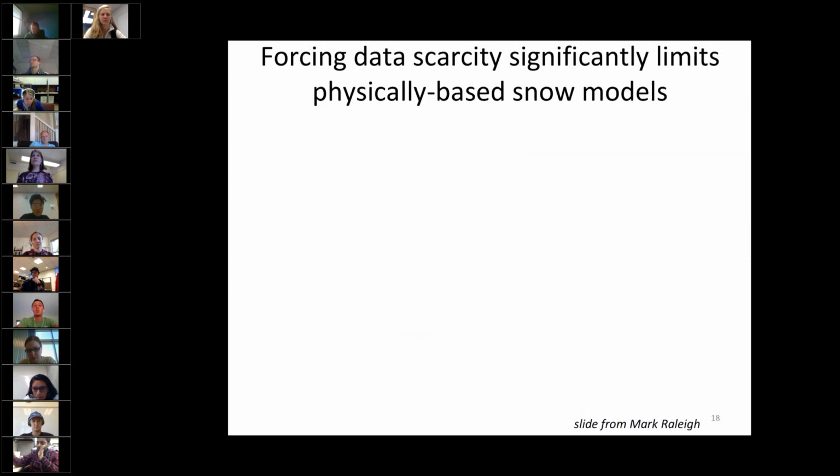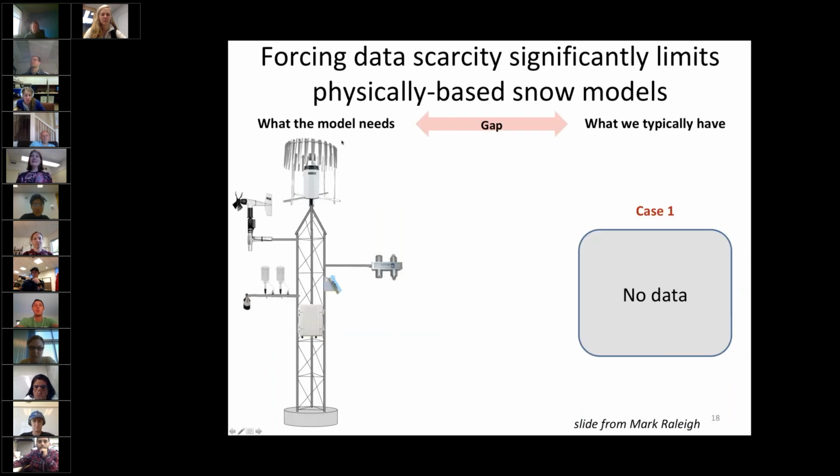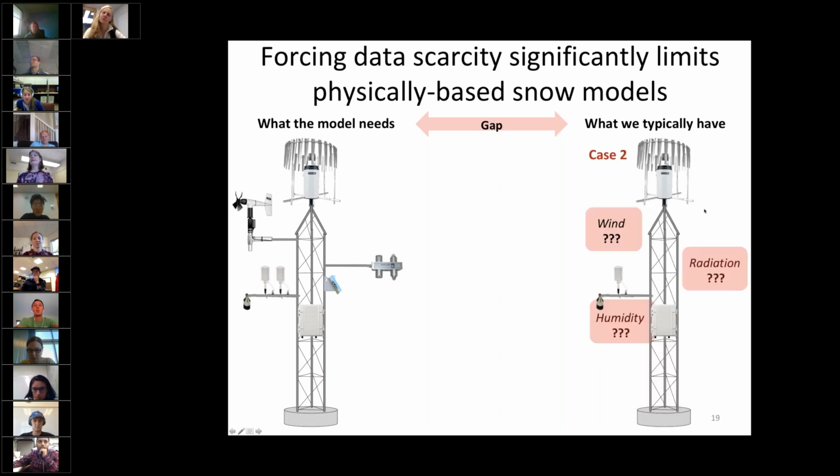But in general, you're going to have a couple of scenarios, right? You know what your model needs, and here's what you typically have. So either you have case one, no data whatsoever, or you have case two, where you have just a snow depth sensor, a precip gauge, and a temperature sensor, and you need to invent all the rest. So any ideas? What should we do?